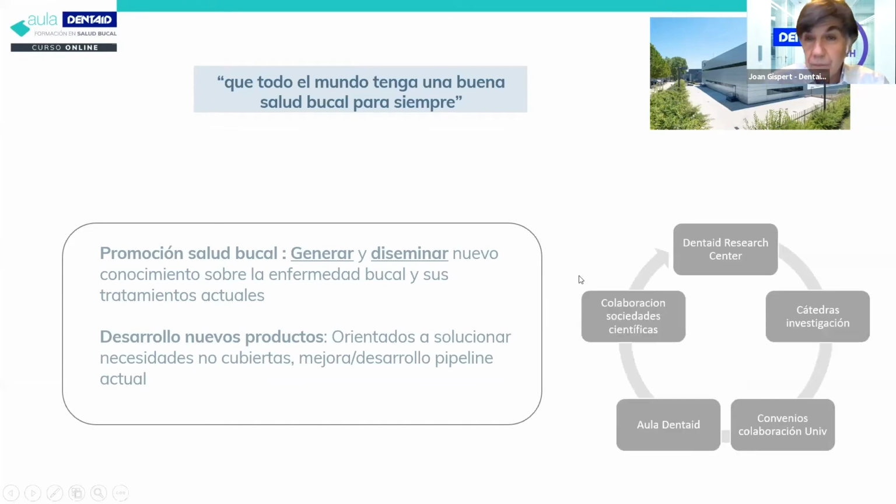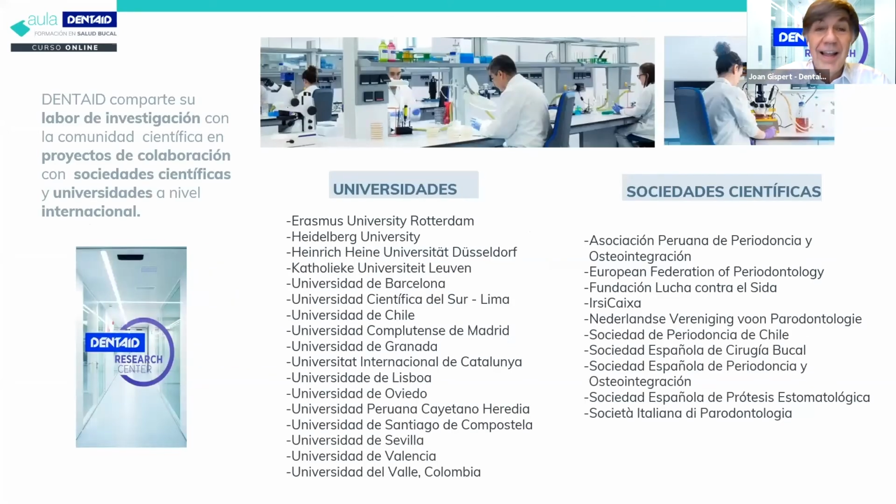How do we do this? We do it working in research, working together with other entities, with different universities, with research departments we have established in different universities. How do we spread the information? We do it in these Dentaid aulas. This is an example of an Aula Dentaid, you know them, and also with direct collaboration with other scientific societies.